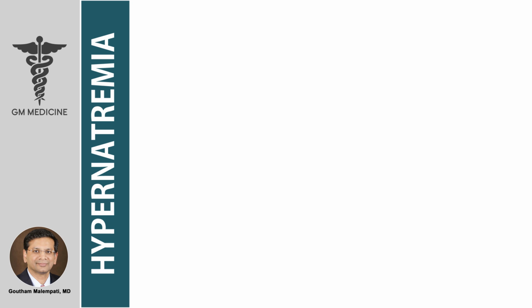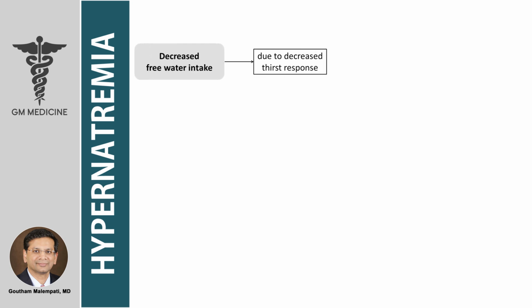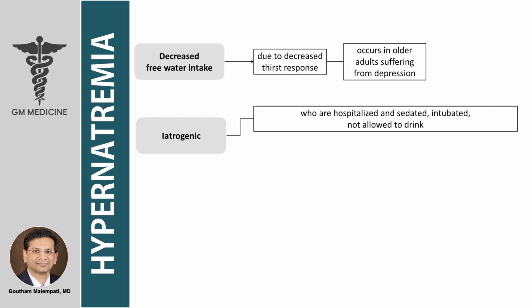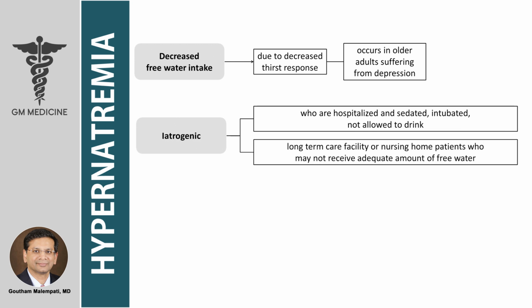Now, evaluation of hypernatremia based on the etiology. If it is from decreased free water intake, it's most commonly due to decreased thirst response, which occurs in older adults suffering from conditions such as depression. Patients are cognitively capable of obtaining free water yet fail to do so. Iatrogenic cause of decreased free water intake is seen in people who are hospitalized and sedated, intubated, or not allowed to drink. It is also seen in long-term care facility or nursing home patients who may not receive an adequate amount of free water.